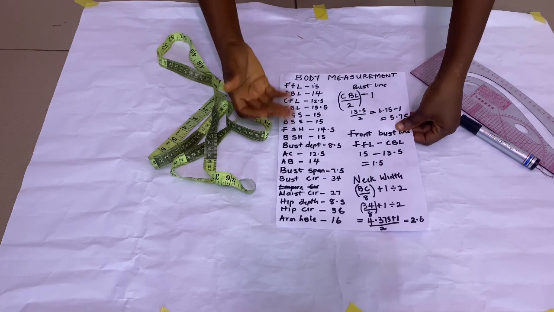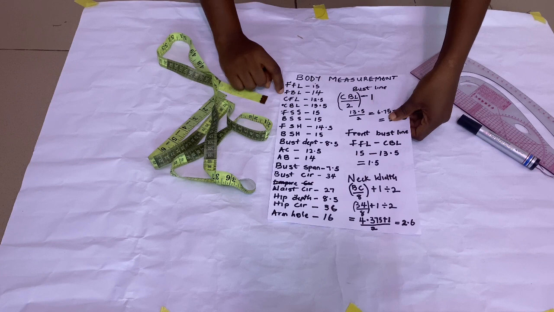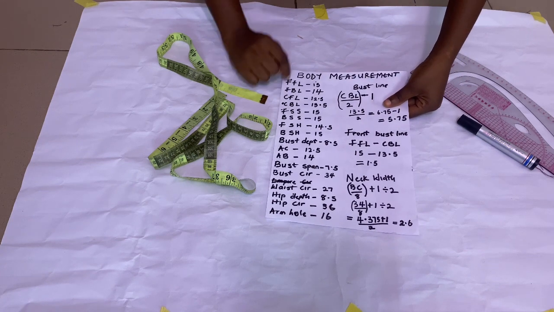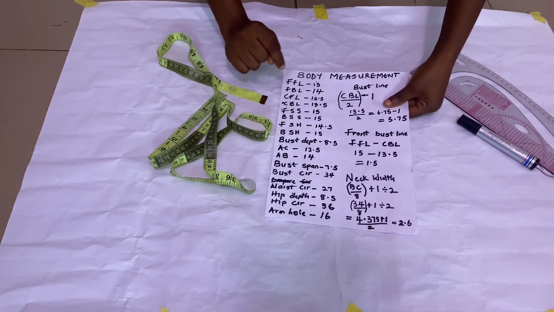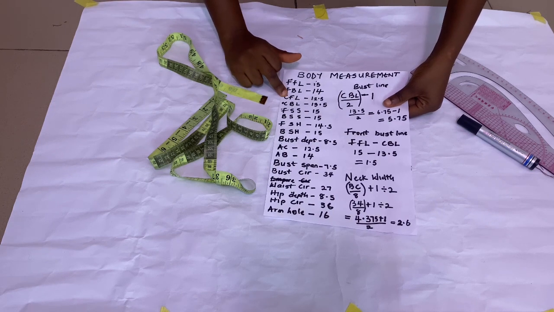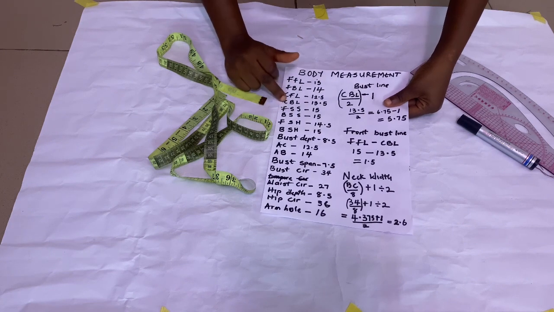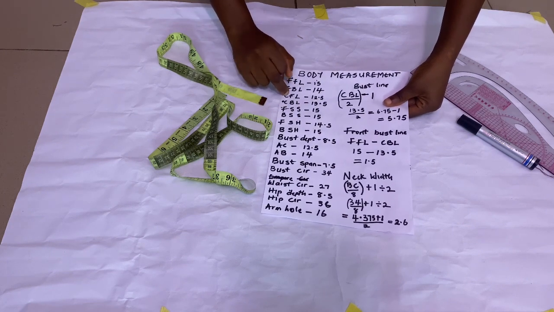So some important things to note about this measurement. This is the full front length and this is the full back length. The full front length is always bigger than the full back length. And this is the center front length and the center back length. The center back length is always bigger than the center front length.